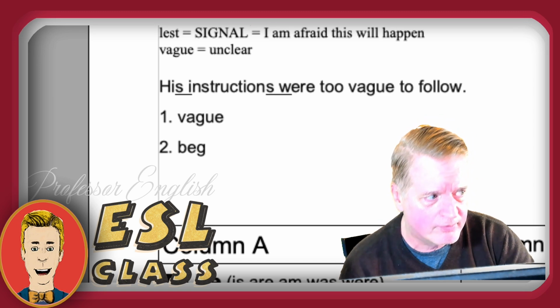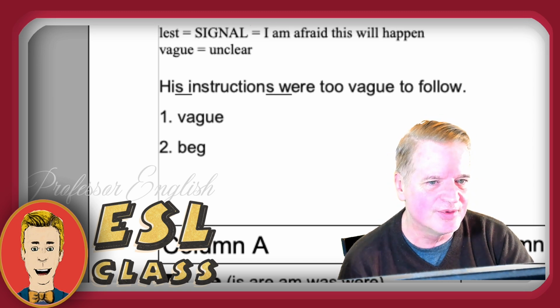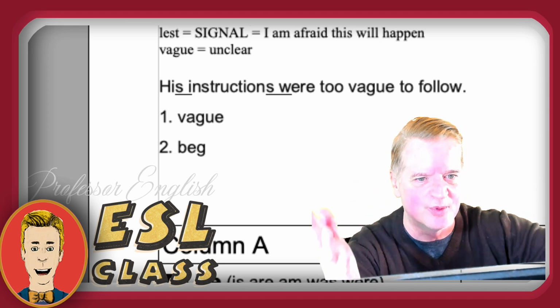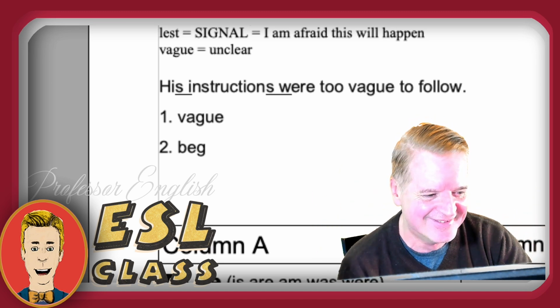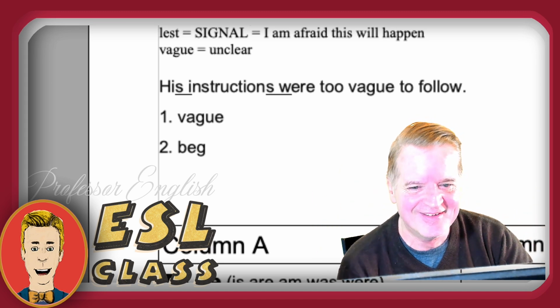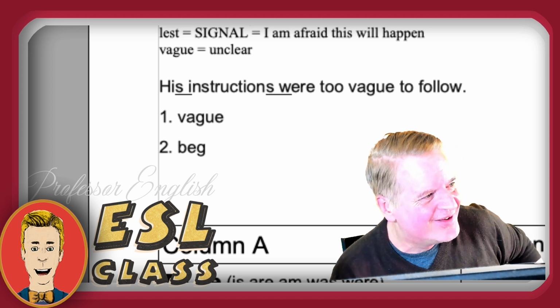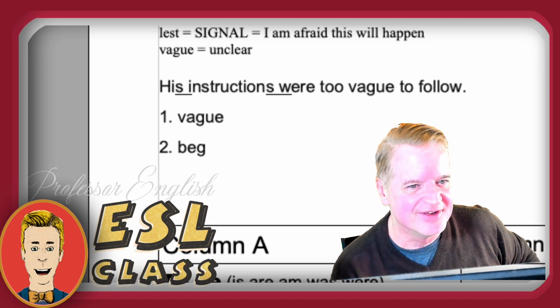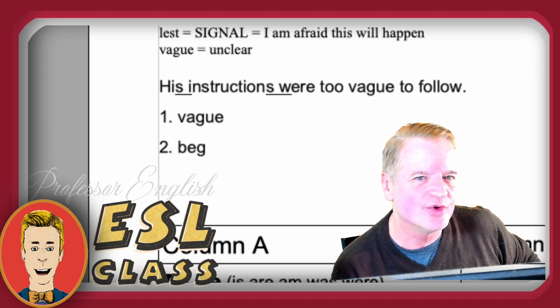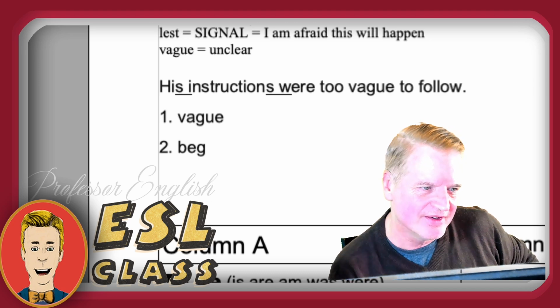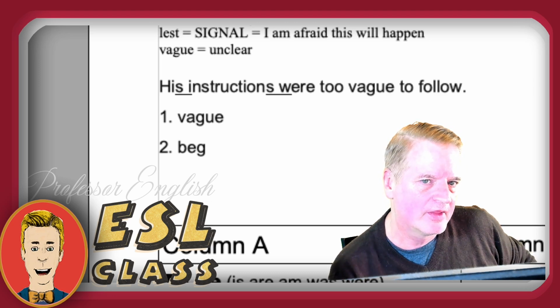Too vague. You sound vague. I don't know what happened, Pachu. You sound very far away now. Okay, that's better. So, vague. His instructions were too vague. Can you say everything? Okay. His instructions were too vague.